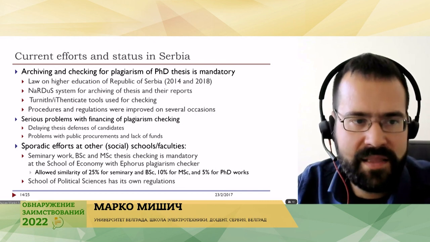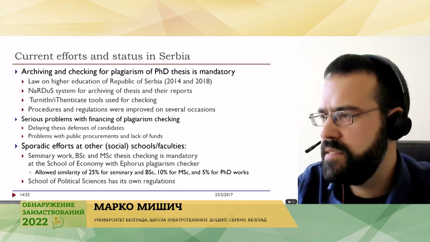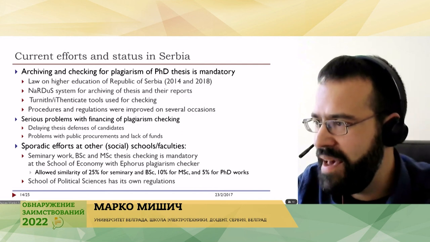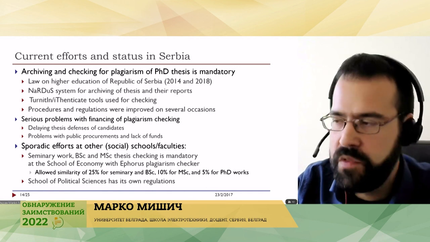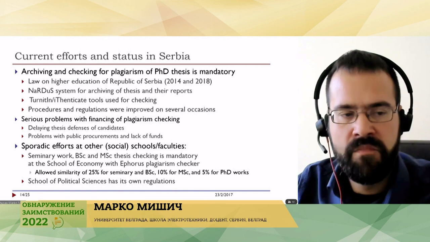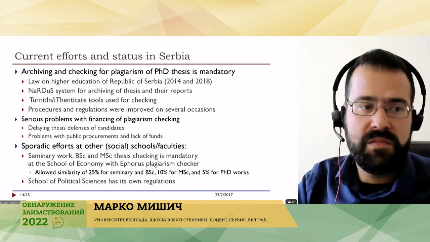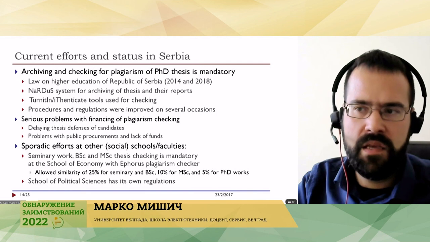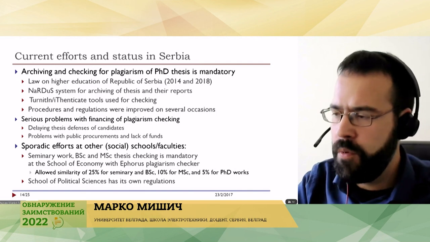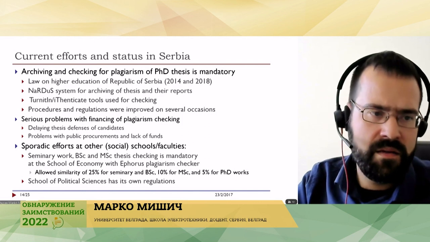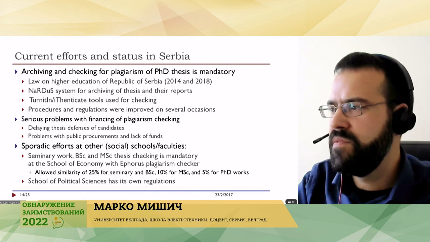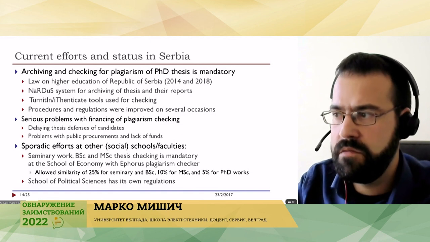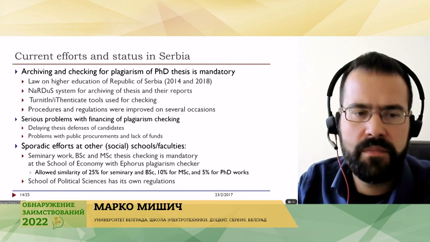Then the Turnitin Authenticate tool is used for checking, and several times in the past, those procedures and regulations regarding archiving, checking, and reporting were improved in order to fight this practice. However, there were some serious problems with financing of plagiarism checking in the past. Even newspapers here reported on that. Several thesis defenses were delayed because of the lack of credit for the system, because those checks are not inexpensive. They are usually pretty expensive.